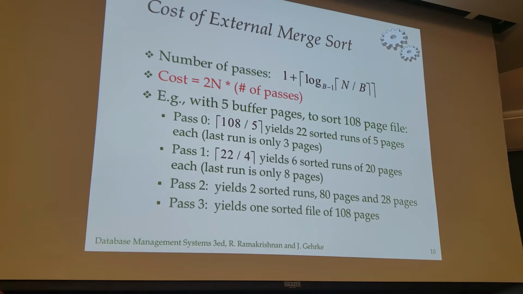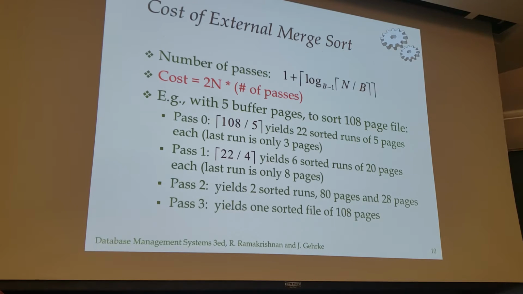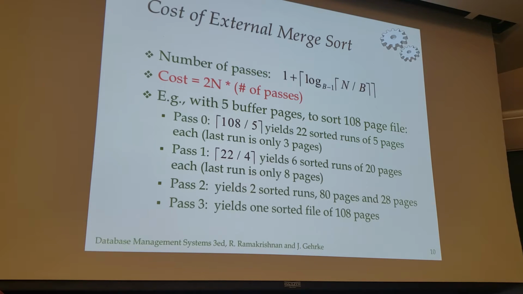And of course, again, every page has to get read or written once. So there are N pages, it's going to be 2N, N for the reads, N for the writes, times the number of passes. The number of passes is what you see on the top line. So that's the amount of work you have to do. Let's see how this works as an example, where let's say B equals 5, and N is going to be 108.